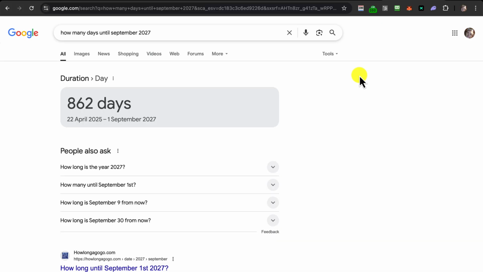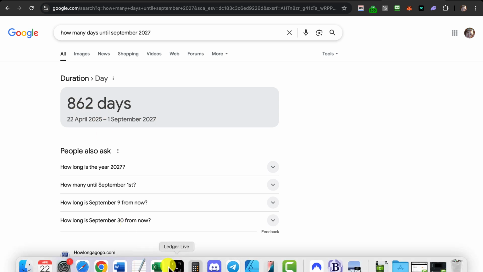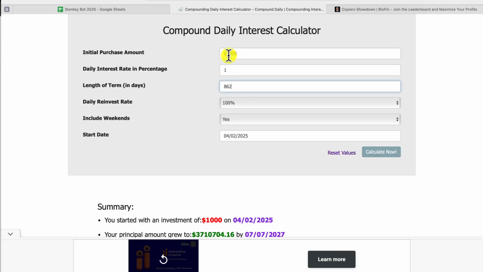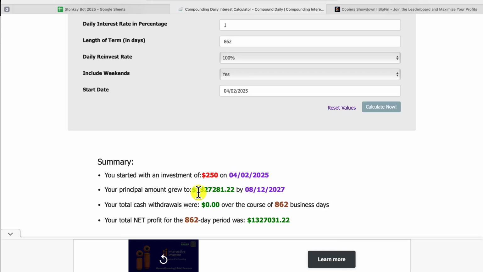Now, me personally, I'm probably looking at doing something different in my life by September 2027. That'll be when my youngest daughter has finished further education, and I'll probably relocate somewhere then. So that's 862 days away. So let's take a look at that. So if I did that with, say, just the $250 initially, so if I didn't touch anything from now, that would give me $1.327 million.